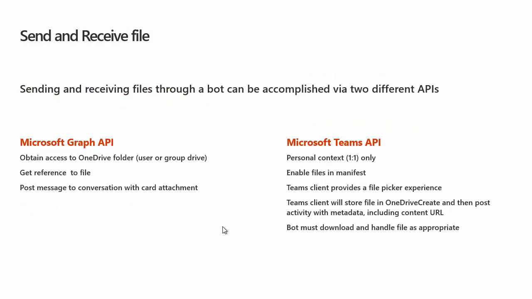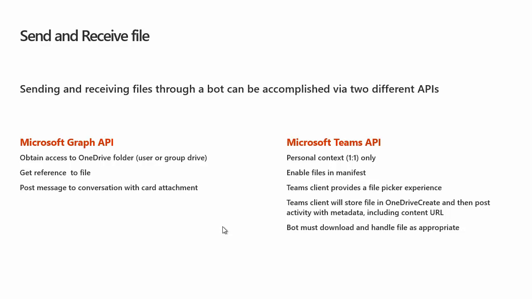Another new capability available in Microsoft Teams is sending and receiving files. There are two different approaches you can take to send a file through a bot. What this means, of course, is that you can have a user uploading or sending a file to the bot, and the bot can then process it as necessary. Or the bot can reply or send information in a file to a user.